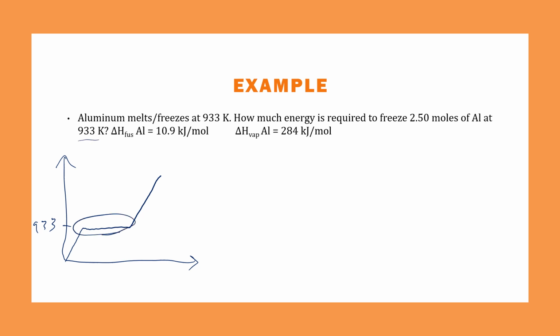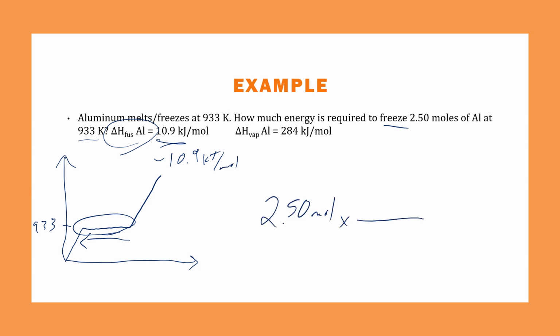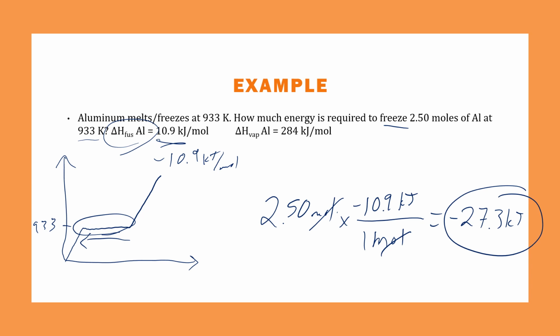We don't need to use Q equals MC delta T. But it is saying to freeze, so we're going to go backwards. So instead of using this positive value, I need to use negative 10.9 kilojoules per mole. I have 2.50 moles of aluminum, and we know to freeze it's negative 10.9 kilojoules per mole. Moles cancel. So I get negative 27.3 kilojoules for that process. So the heat for that process is negative 27.3, or you could say there's 27.3 kilojoules released to freeze it.